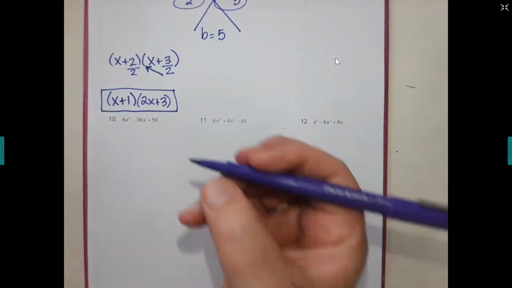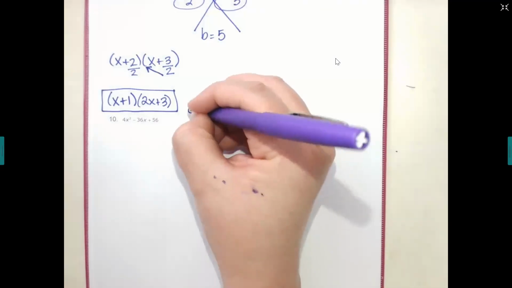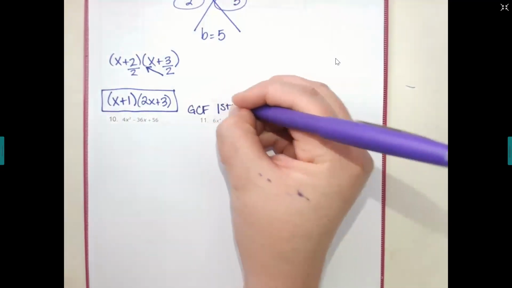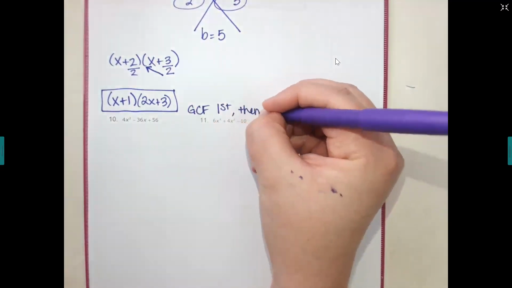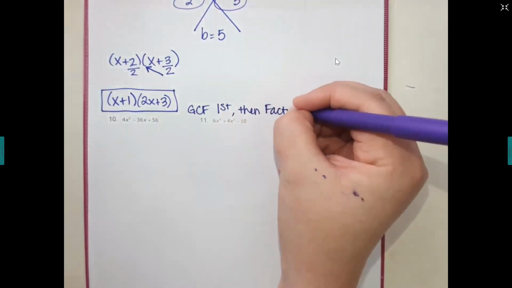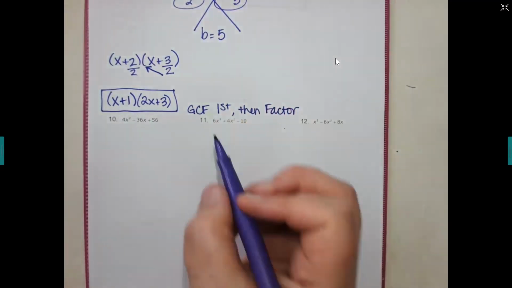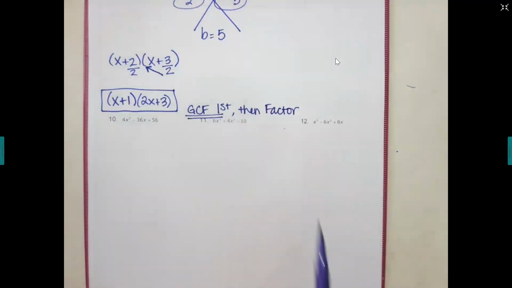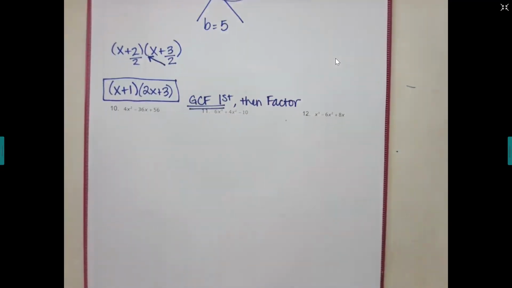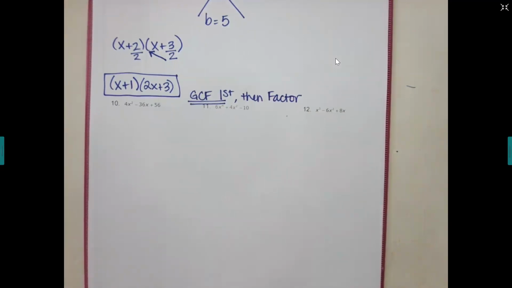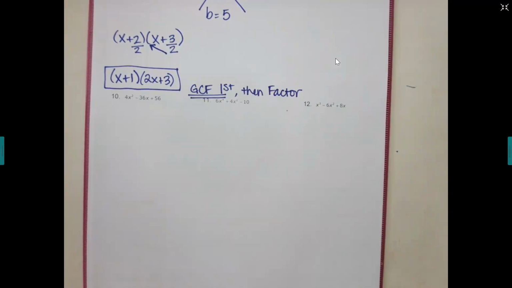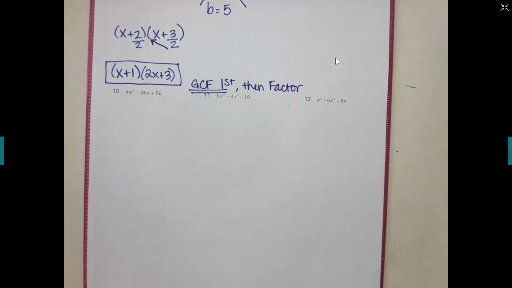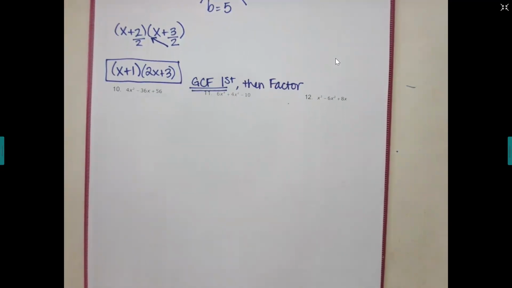So at the top of this row, I want you to put, you're always going to GCF first, then factor. Okay, GCF always comes first if there is one. Now, if you don't have a GCF, then obviously you can go straight into your AC chart. So let's take a look at number 10. What number can every A, B, and C divide by in number 10?